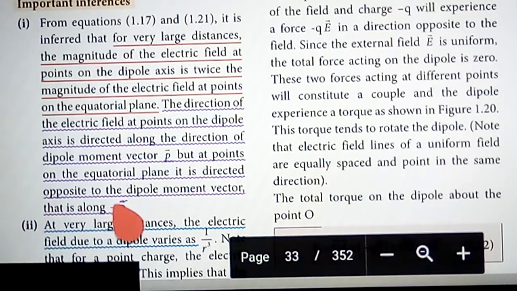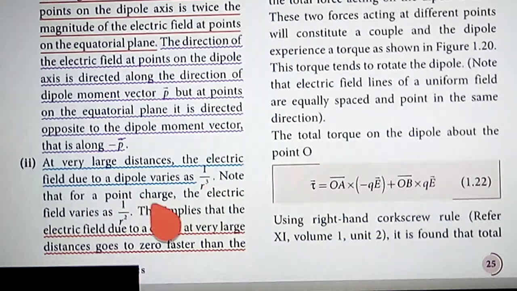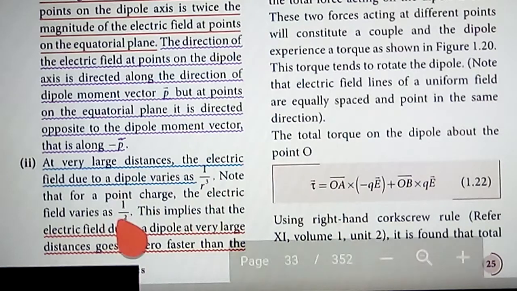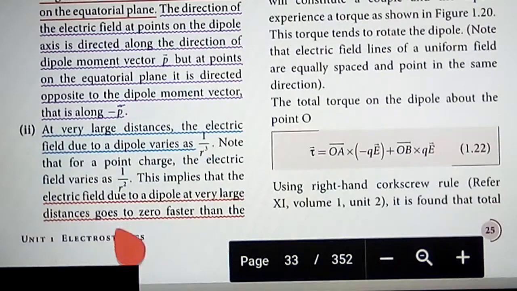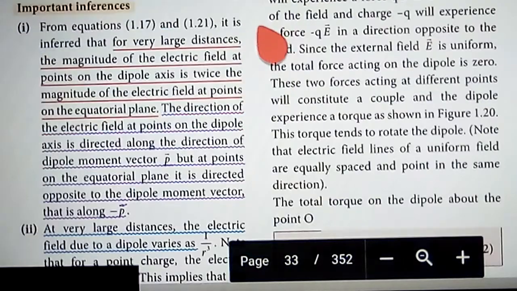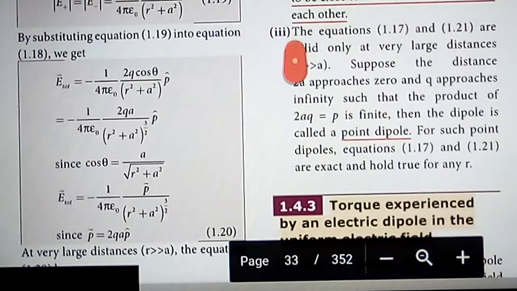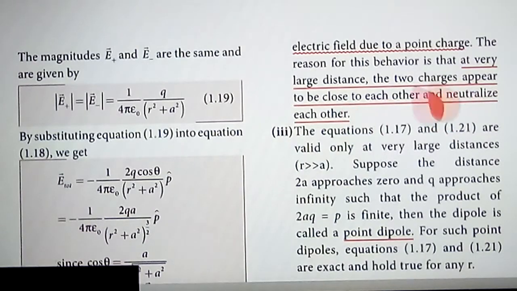Now the second point is, at very large distances, the electric field due to a dipole varies as 1 by r cube. You should note that for a point charge, the electric field varies as 1 by r square. That means the electric field due to a dipole at very large distances goes to zero faster than the electric field due to a point charge. The reason for this behavior is that at very large distance, the two charges appear to be close to each other and neutralize each other.